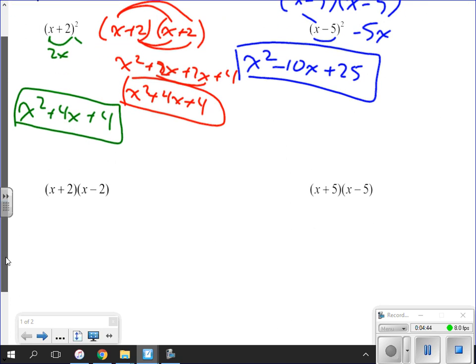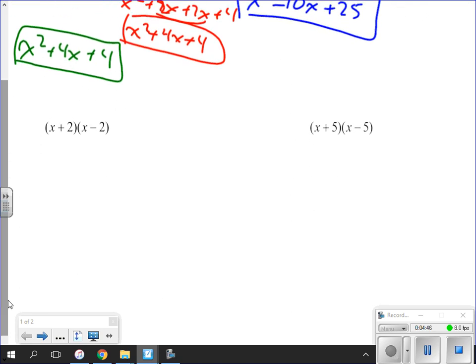Okay, next one. These are extremely unique problems. Look very closely at the problem: x plus 2 times x minus 2. What is the only difference between these two things I'm multiplying? Plus and minus. I have one that's a plus and one that's a minus. Other than that, they are exactly the same. This is called a sum and difference. You do not need to remember the name, but plus and minus, exactly the same except for that. The shortcut for this is even easier.